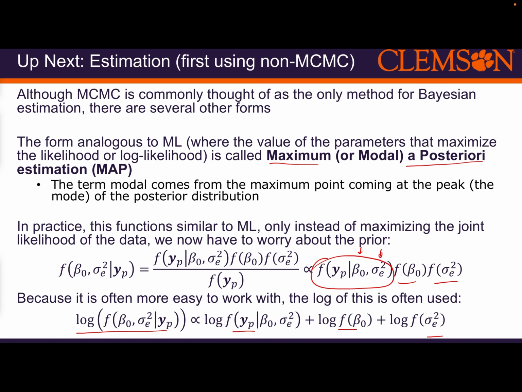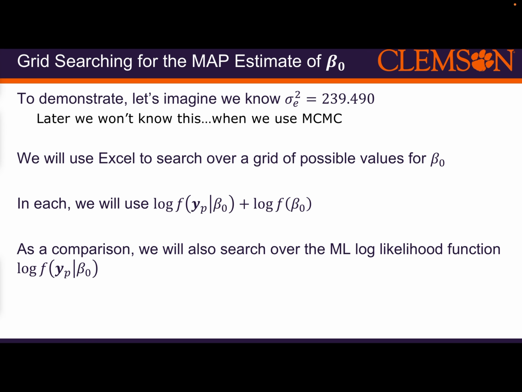So we're going to do that. So let's imagine again, to make it easy to plot this, that the variance is 239.490. This just allows me to plot in 2 dimensions instead of 3, which is a lot easier to show on slides. So we can actually use Excel or R to do a grid search over values of beta 0.